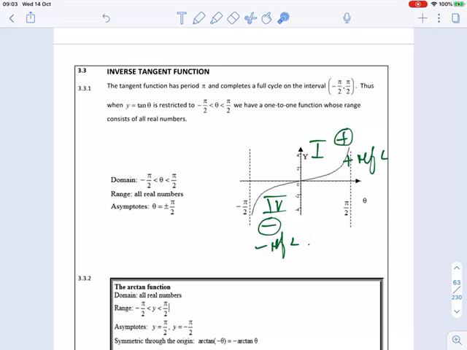So they had to restrict the graph again. So they restrict the tan graph. This is the normal tan graph. So they restricted it in this way. The domain only between minus pi over 2 and pi over 2. In other words, between minus 90 degrees and 90 degrees, where we have the two asymptotes.